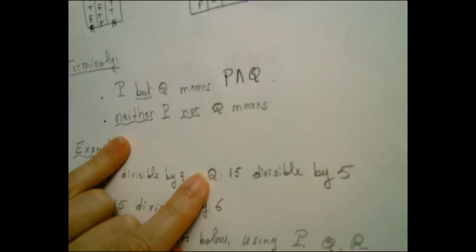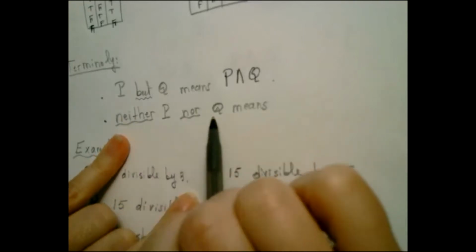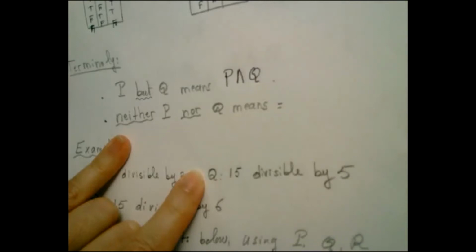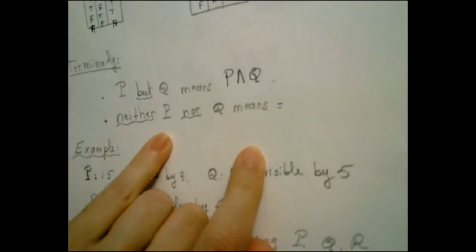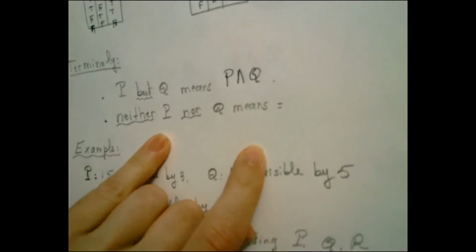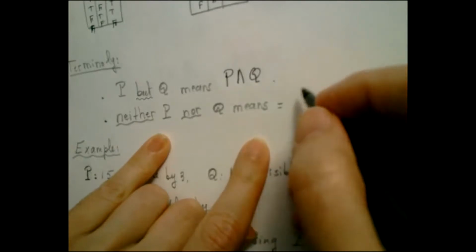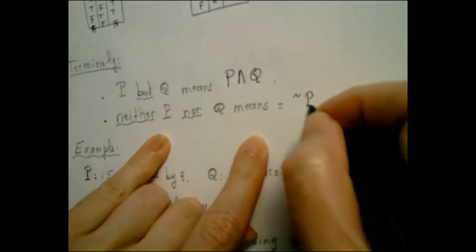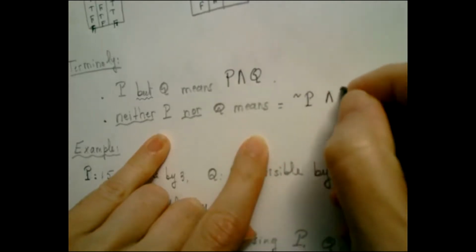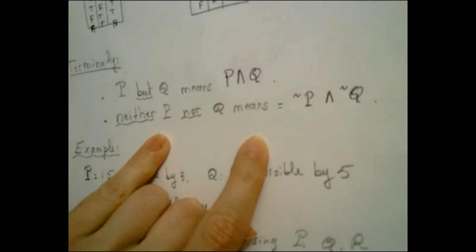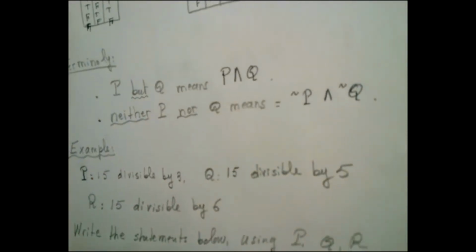Another terminology that we have to know is "neither nor." Neither P nor Q means what? Anybody? Any hint? Any intuition? What will this mean? Neither P nor Q means not P and not Q. So "neither nor" in math would mean not P and not Q. This is a terminology that we will be using a lot.